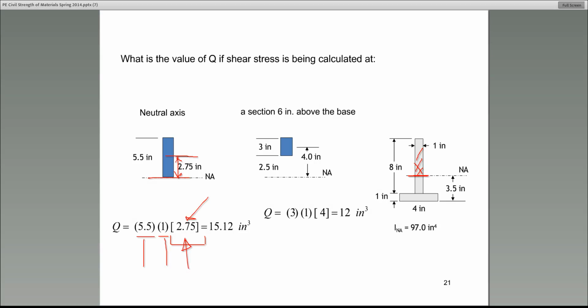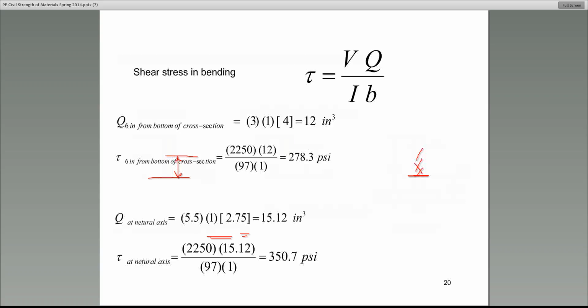Well, I come up with 15.12. That is indeed the answer. That is the Q associated with finding the shear stress at the neutral axis. Please note the units, inches cubed, because there are 3 numbers we multiplied, and each one carries the unit of an inch. Now, let's go back to the previous slide.